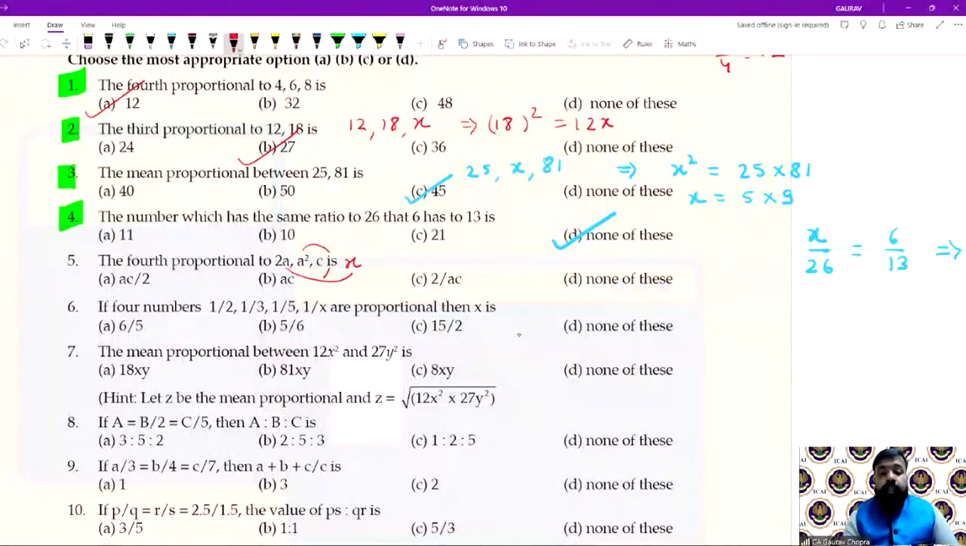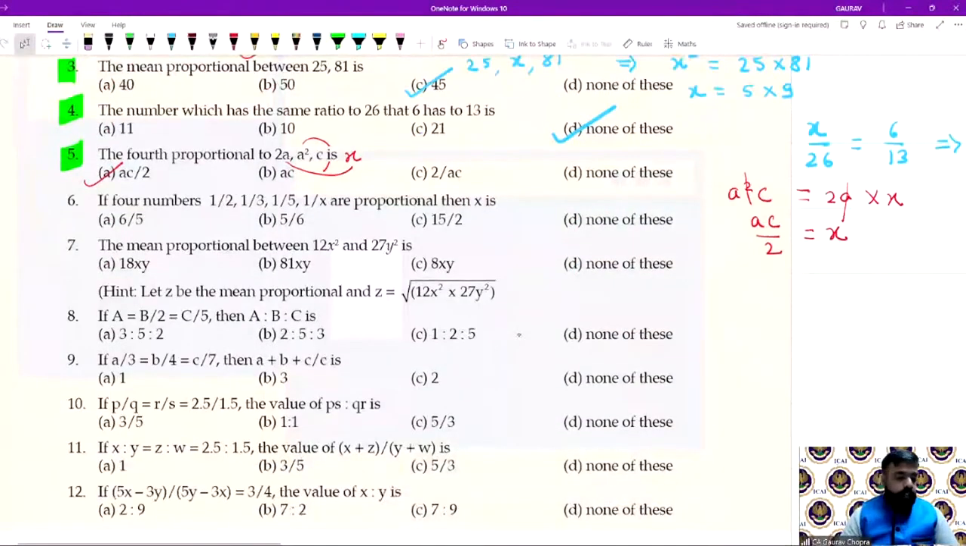So how can we apply it? a square c is equal to 2a into x. So simply cancelling a, what is left? ac upon 2 is equal to x. ac by 2 is equal to x. That is option number A. So again, it was very easy. So option number A is correct.